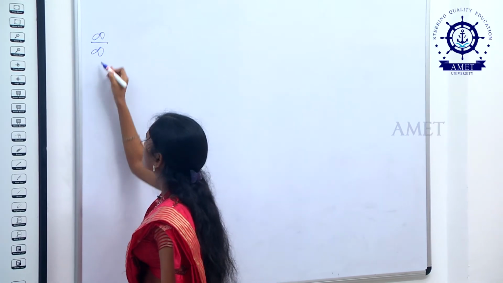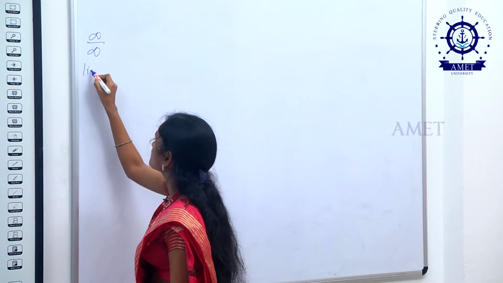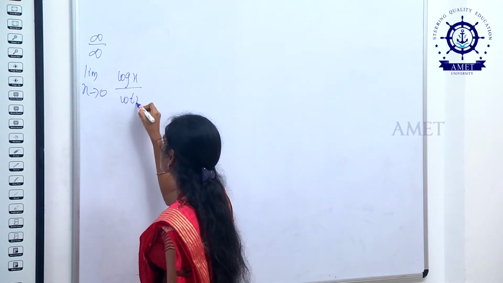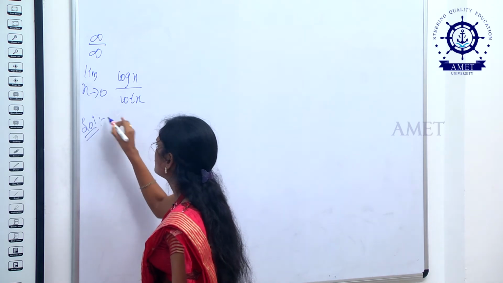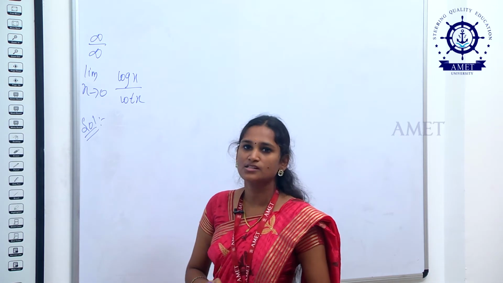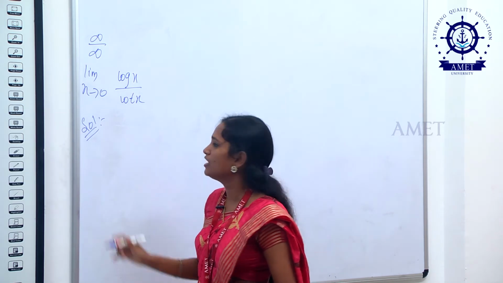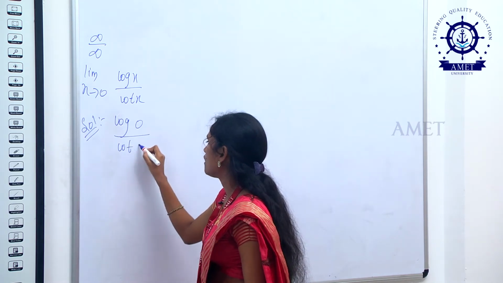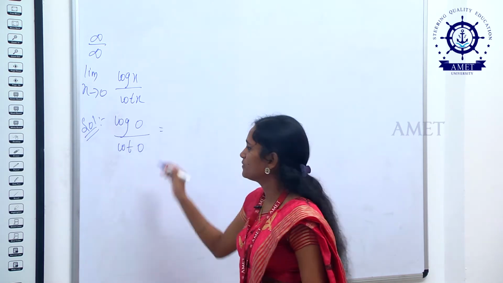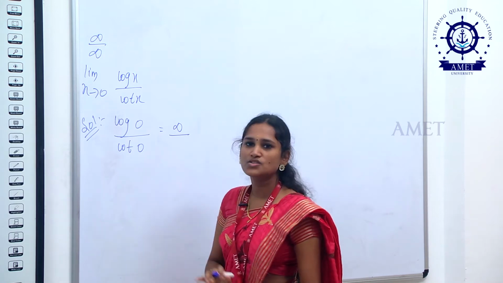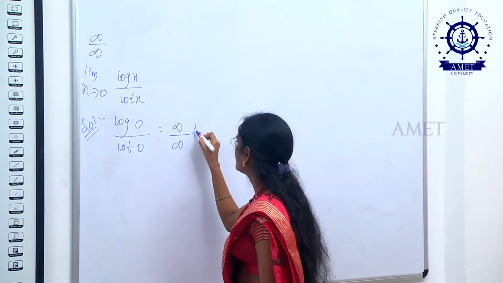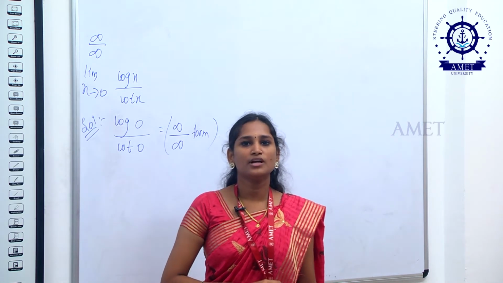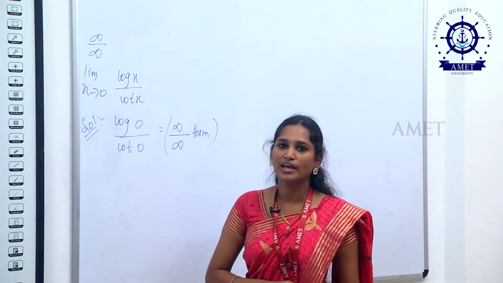For the infinity by infinity form, the problem is the limit as x tends to 0 of log x divided by cot x. Now start with the solution. First I substitute the limit value of x in the numerator and denominator separately. So log 0 is infinity, divided by cot 0, which is also infinity. So in this problem it has an infinity by infinity form. Infinity by infinity form means we again use the L'Hospital rule.